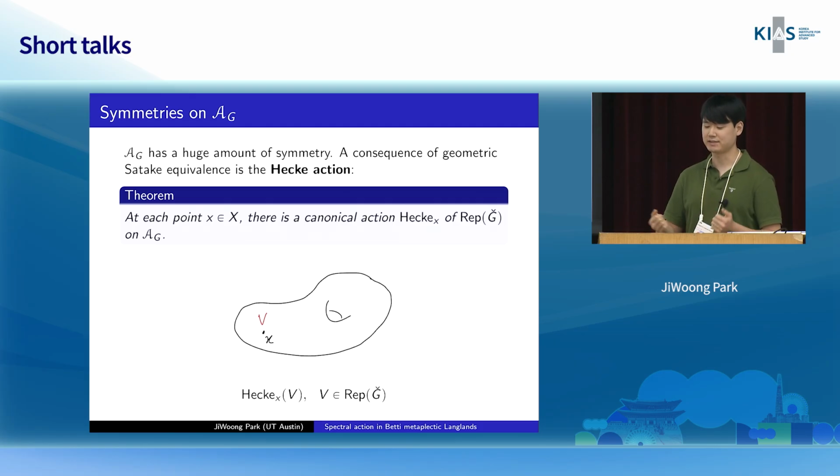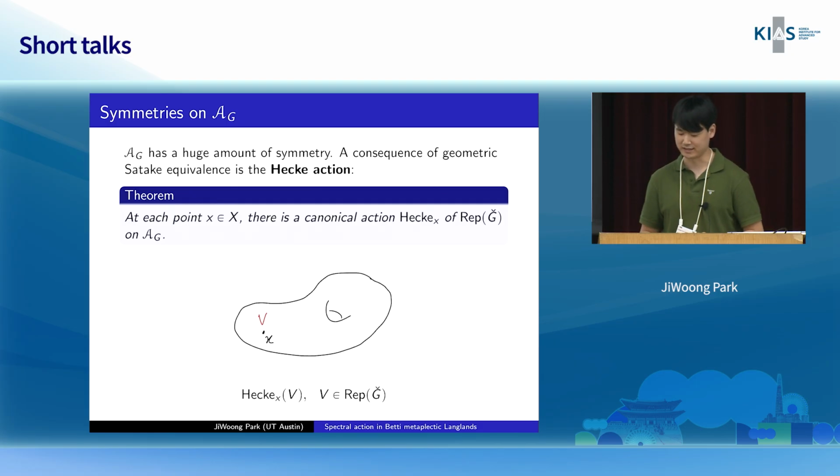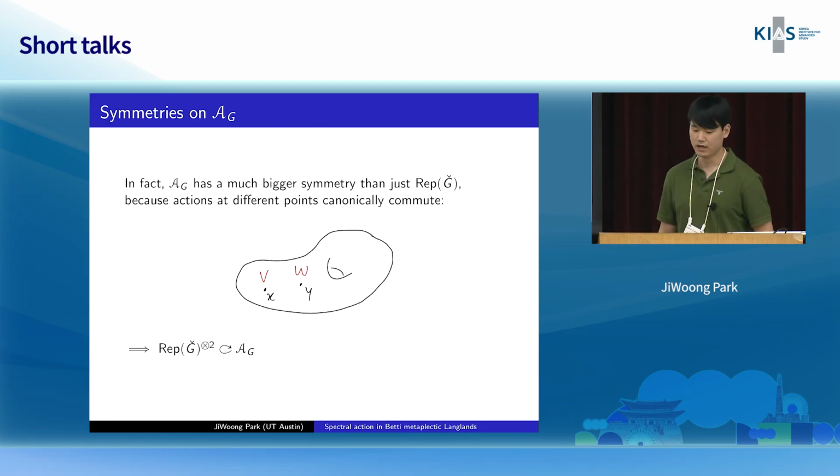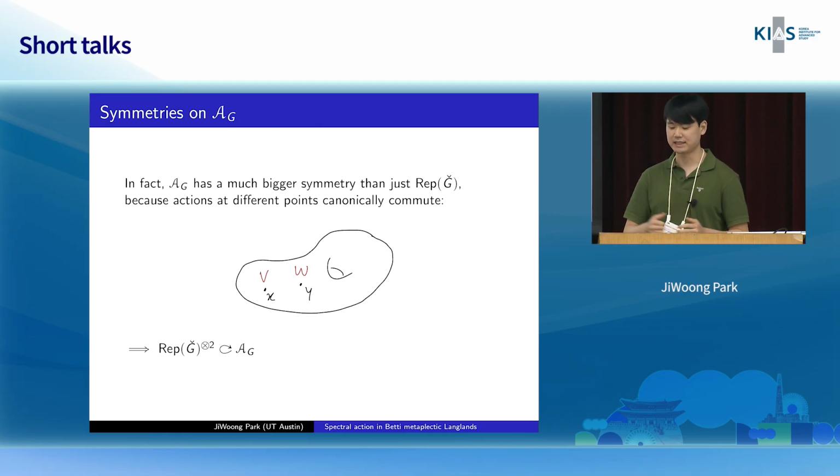But this category has... I want to explain this picture. This is the visualization of the action of the object V in Rep G check at the point X. But in fact, this category has a much bigger symmetry because we can consider Hecke actions at different points and they canonically commute. So for example, if you choose two different points, then those Hecke actions combine into the action of Rep G check tensor 2 on AG.